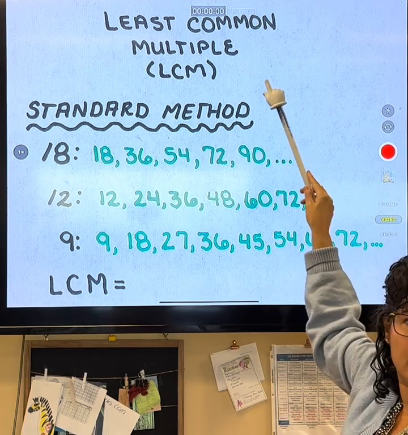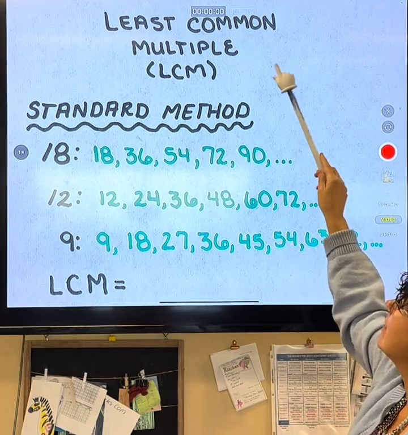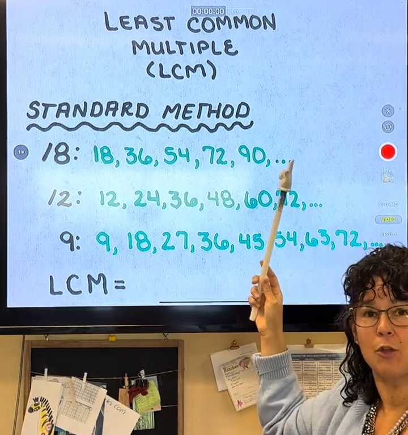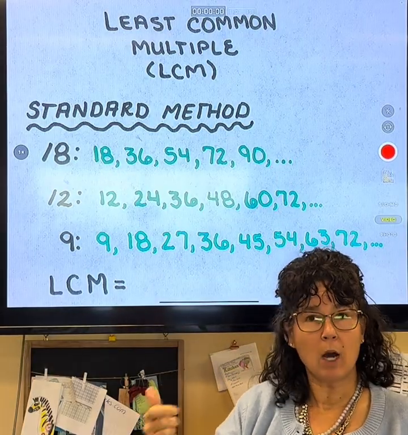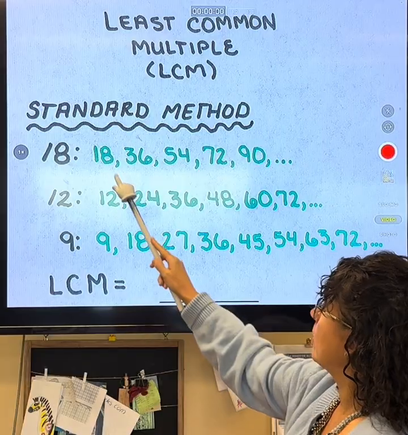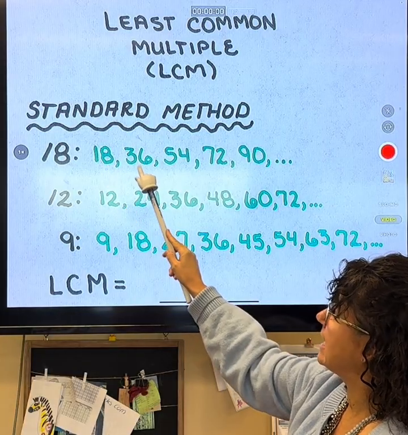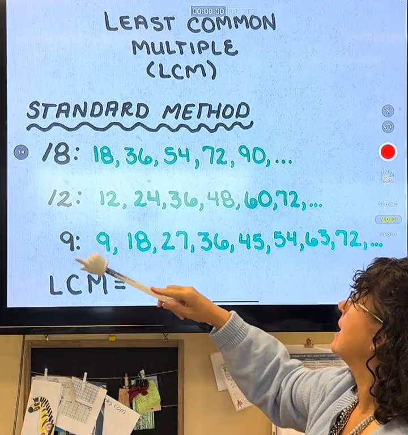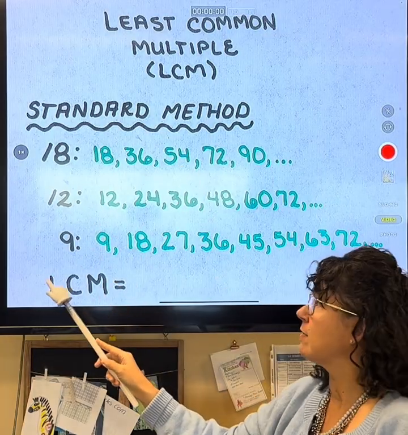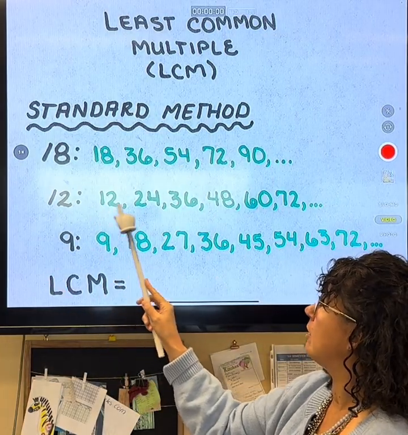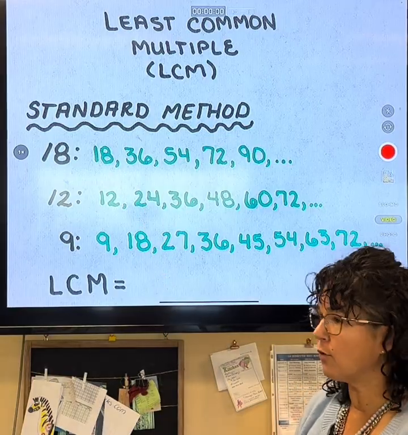To find the least common multiple of three numbers, the standard method is to list out the multiples. To list a multiple, you multiply a number by 1, by 2, by 3. So 18 times 1 is 18, 18 times 2 is 36, 18 times 3 is 54, and so on. I've done that with each of these numbers. 12 times 1 is 12, 12 times 2 is 24, and so forth.